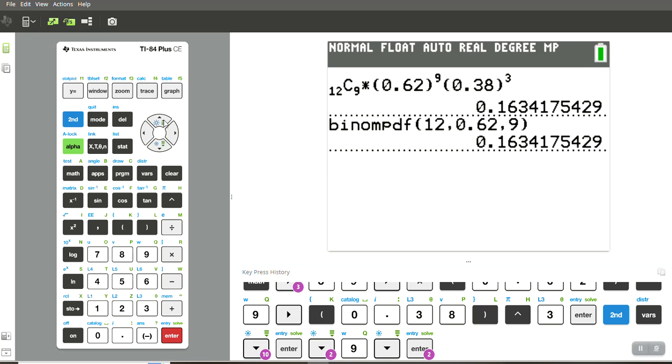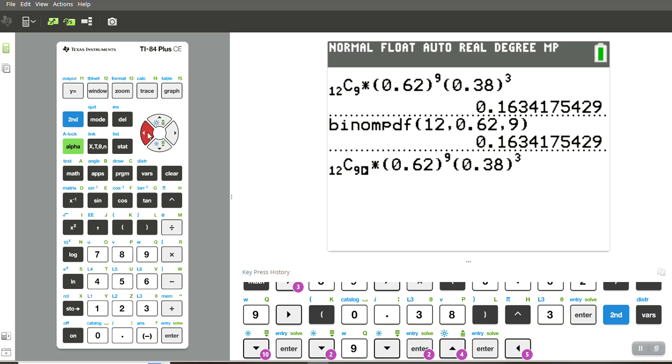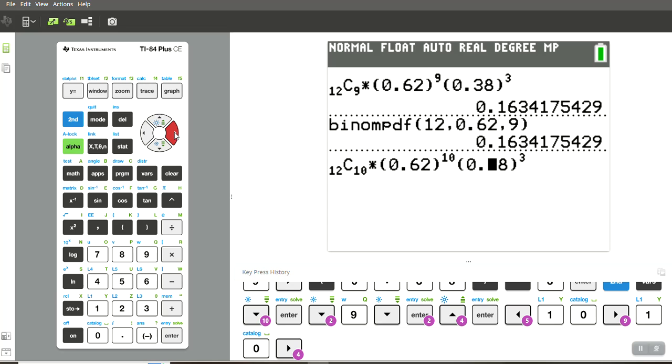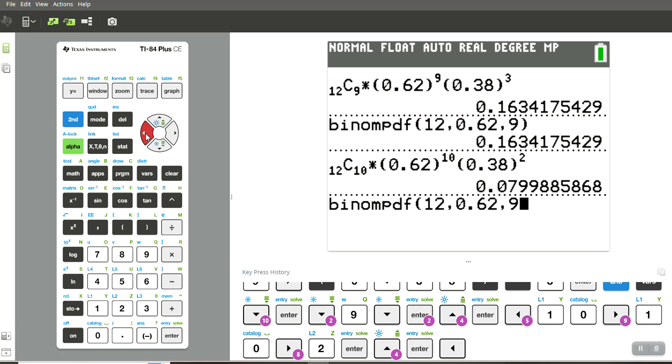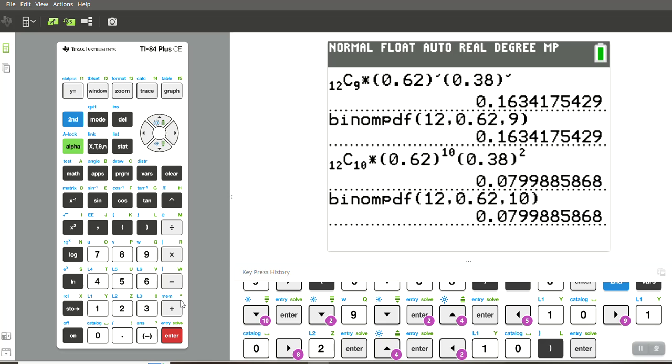So to find the probability that 10 of the 12 use their smartphones in classes or meetings, I'm going to paste the one I did by hand before and change the 9 to 10, and this 9 also to a 10, and then this 3 to the 12 minus 10 power, which is only 2. And you can verify that if you use the binomial probability distribution function listed on your calculator, and you change 9 to 10 here, which is obviously a little easier than doing it by hand, you'll see it's the same probability. I've written down these to 5 decimal accuracy, 0.16342 for the first one we did, and 0.07999 for the second one.